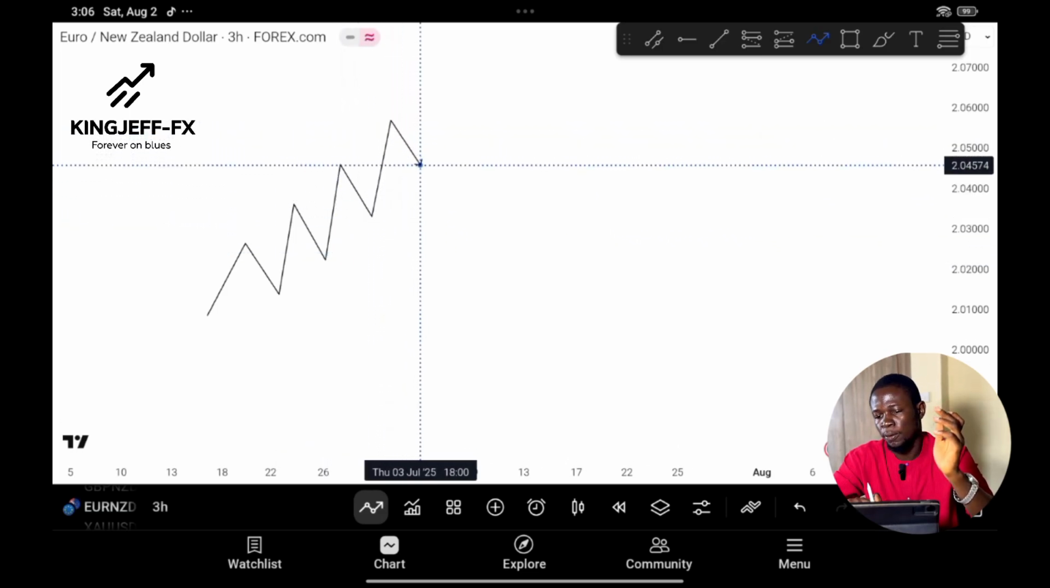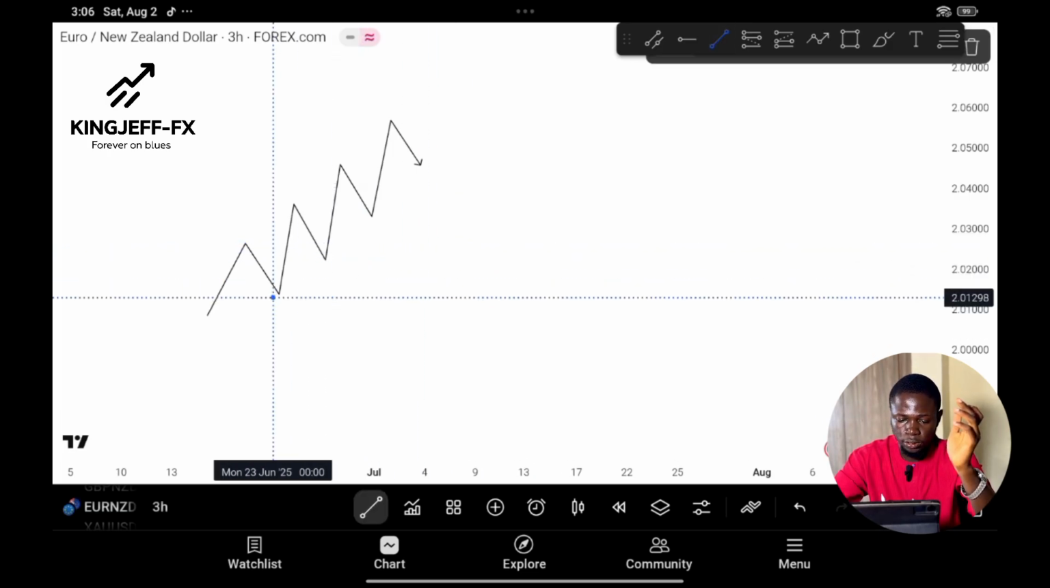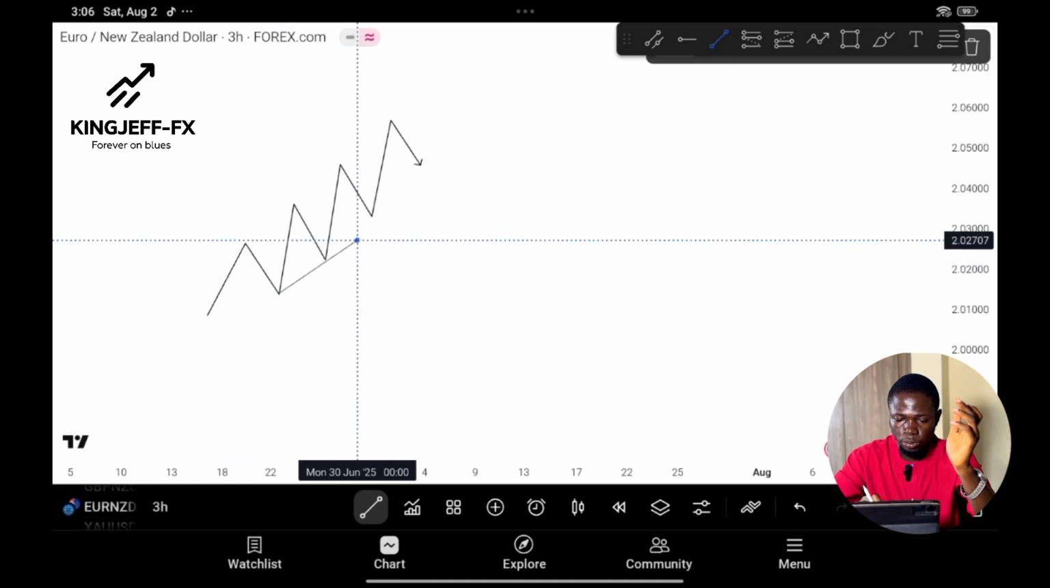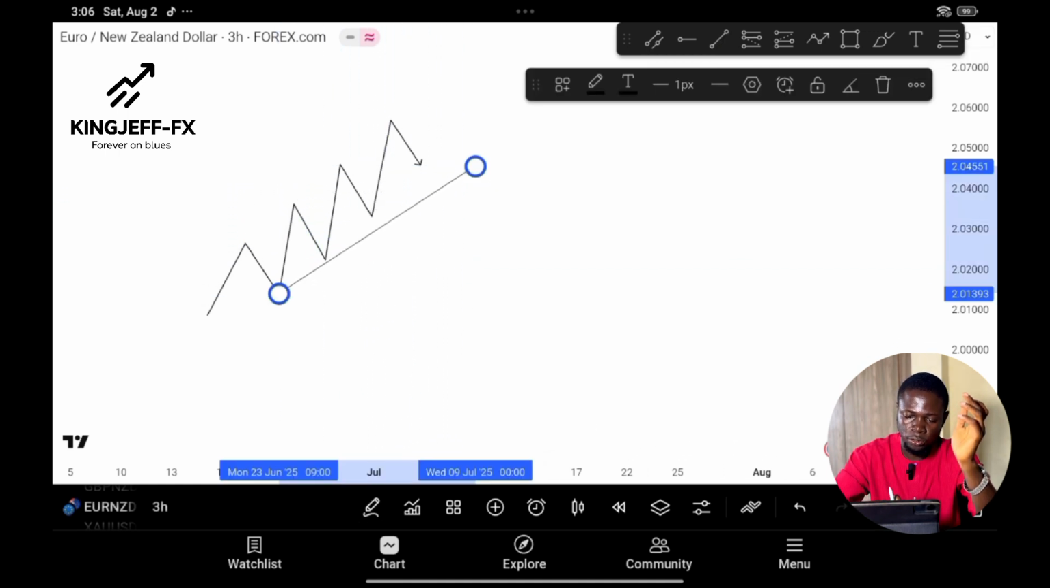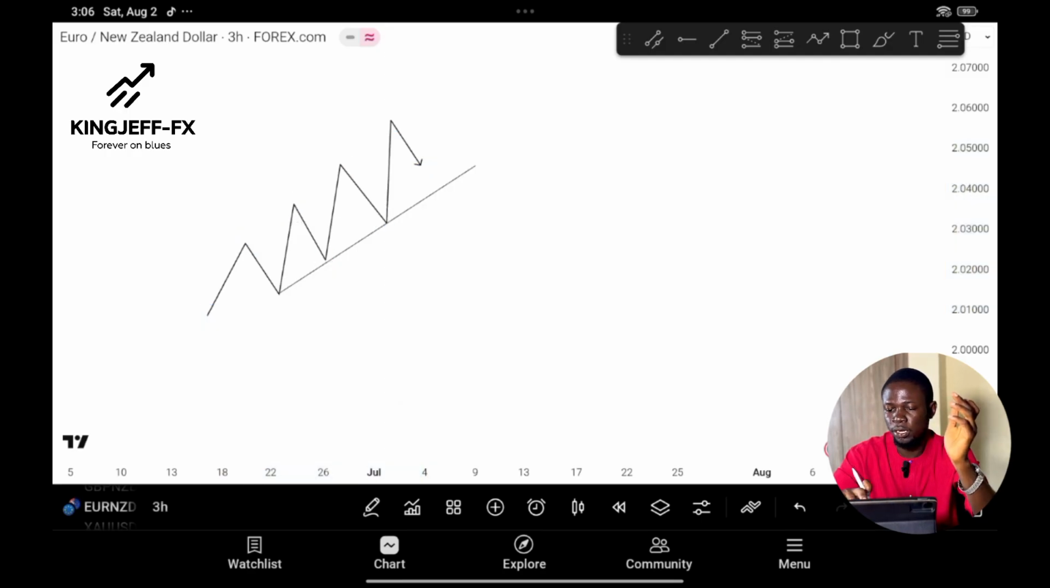So see my chart over here. I have to draw the trend line using this. You start from down to draw it up. It must touch the trend line. Do you understand? It must touch the trend line.